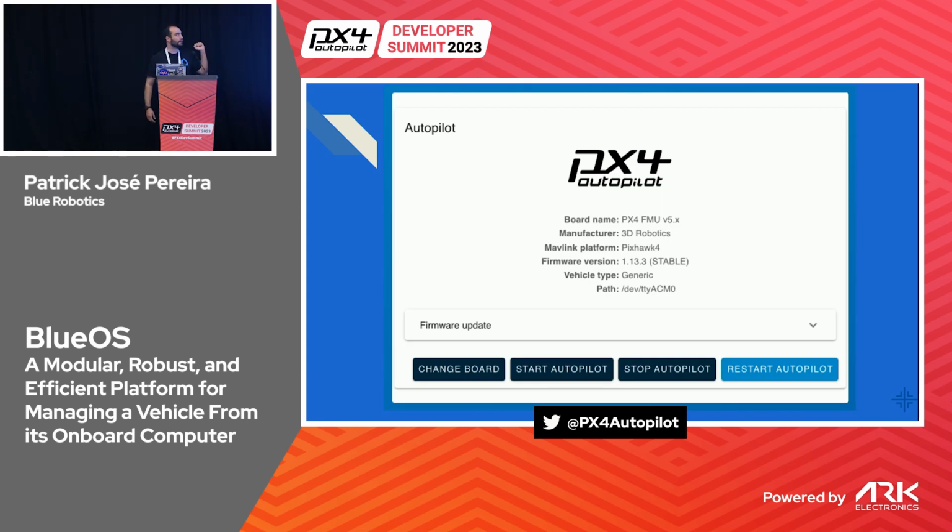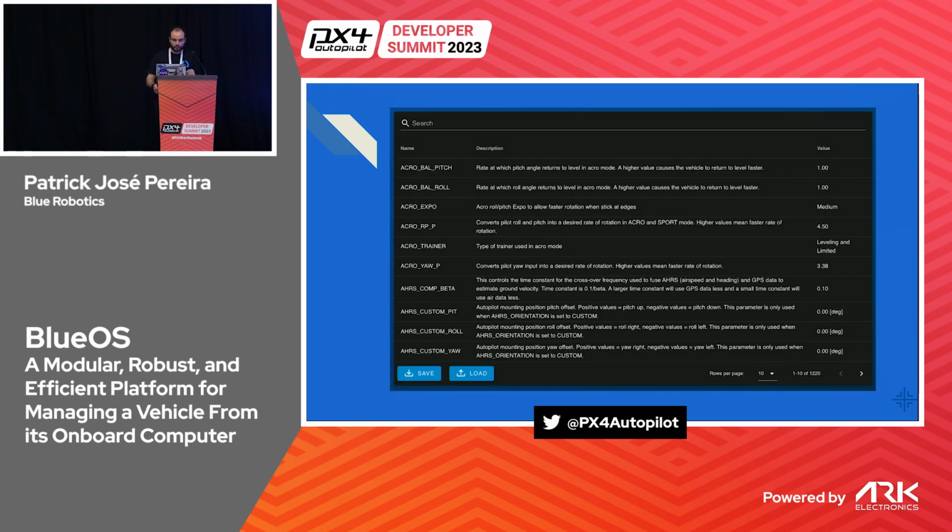And we have the Autopilot page where you can do firmware updates and configuration of the Autopilot. You can stop, change, start. We will also support multiple flight controllers running simultaneously on the same Linux computer. So if you have multiple Pixhawks connected, you can change which Pixhawk you want to use. We also have parameters configuration, parameter metadata. We don't have support for PX4 parameter metadata yet. We're still working on the master branch.